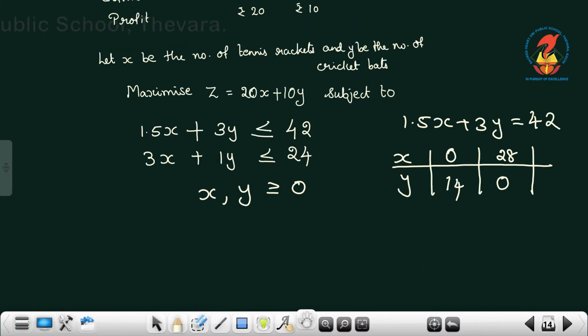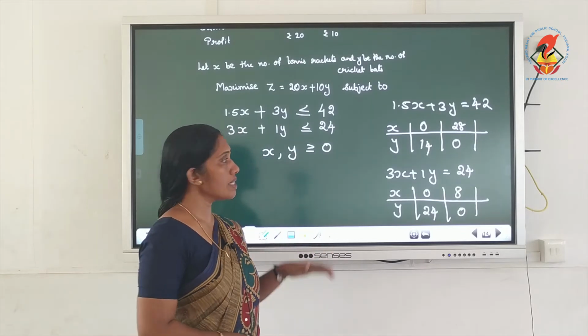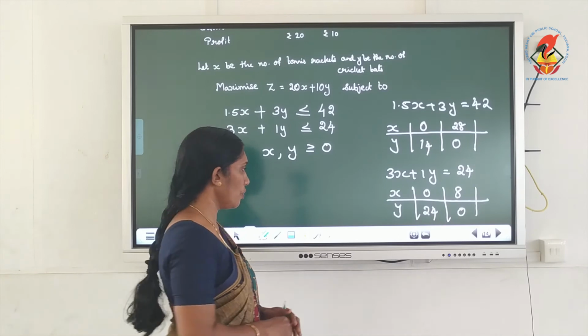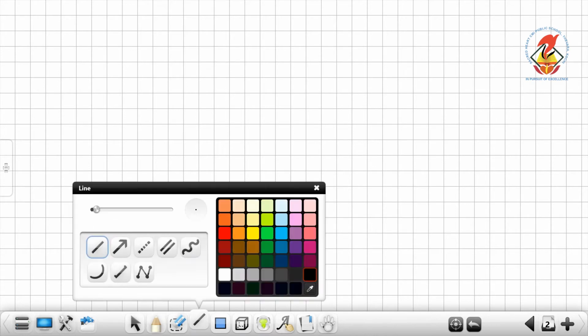Now the second one, 3x plus 1y is equal to 24. When x is 0, y is 24. When y is 0, x is 8. So the points are (0, 24), (8, 0), and for the first line (0, 14) and (28, 0). Then x and y greater than or equal to 0: x equal to 0 is the y axis, y equal to 0 is the x axis, and greater than or equal to 0 means the first quadrant. So you have to draw only the first quadrant. So we can draw.